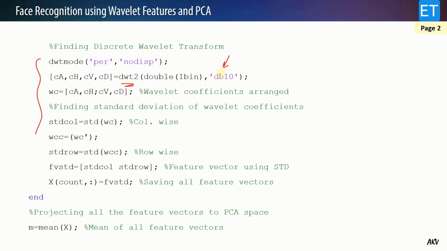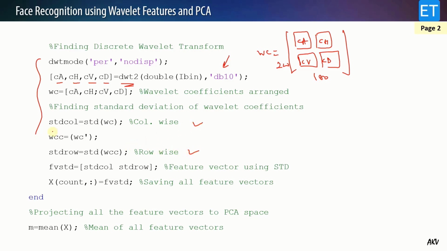And in this section, I am finding the discrete wavelet transform of that image, one level DWT with the wavelet db10. So I'm getting these 4 matrices, and I have arranged them like this: CA, CH, CV and CD. So that is a single matrix, WC, of size 200 by 180. Now I'm taking the standard deviation column wise and then row wise. I get these 2 variables, std col and std row, and concatenating these 2 arrays, I get the wavelet feature vector of size 380 points, that is 200 plus 180.